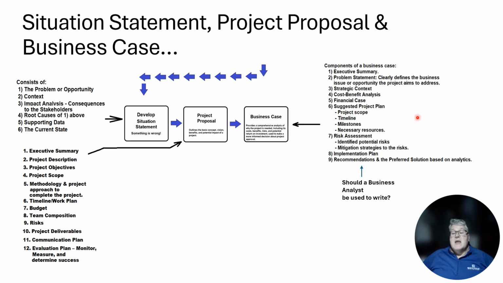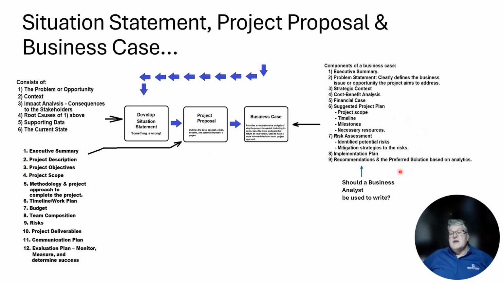Suggest a project plan, include a project scope, a timeline, milestones, and necessary resources. Again, you would include a risk assessment, identify potential risks and mitigating strategies to the risk. Then an implementation plan. And that's saying we're going to have these people in this project and do these things at this time according to these baselines for cost and scheduling.